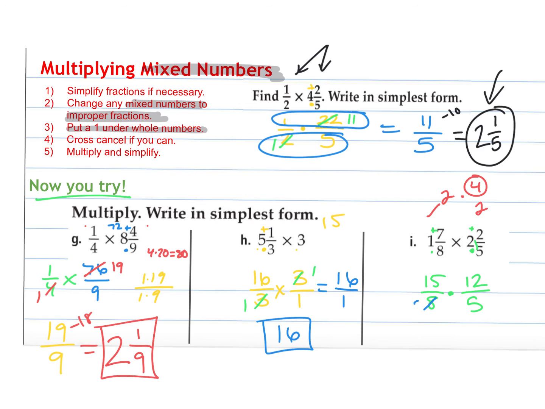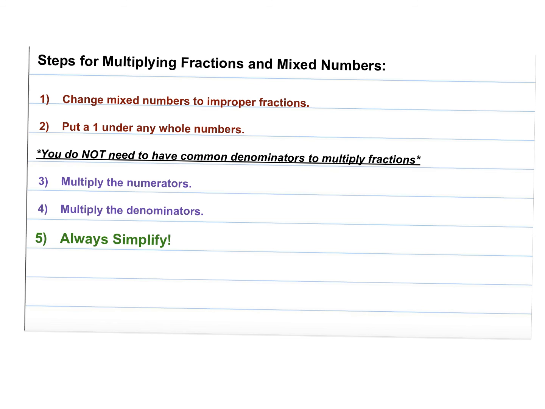8 can be divided by 4 2 times. 12 can be divided by 4 3 times. 5 can be divided by 5 1 time. 15 can be divided by 5 3 times. Now I can multiply across. 3 times 3 is 9. 2 times 1 is 2. 2 goes into 9 4 times for 8, with 1 of the 2 left over. Close to my estimate.